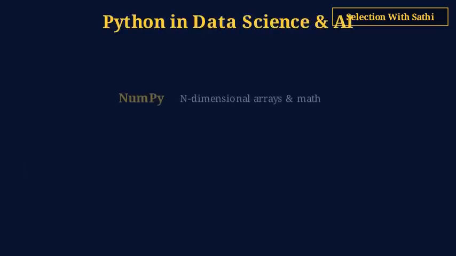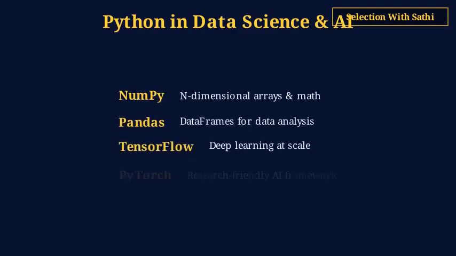Python absolutely dominates in data science and artificial intelligence. NumPy provides fast numerical arrays and linear algebra. Pandas gives you data frames for data manipulation and analysis. For deep learning, TensorFlow from Google and PyTorch from Meta are the two leading frameworks. Over 70% of machine learning engineers use Python as their primary language. The ecosystem of libraries makes Python the undisputed king of AI and data science.